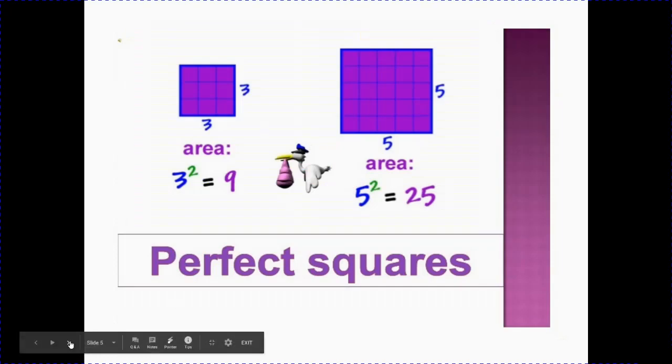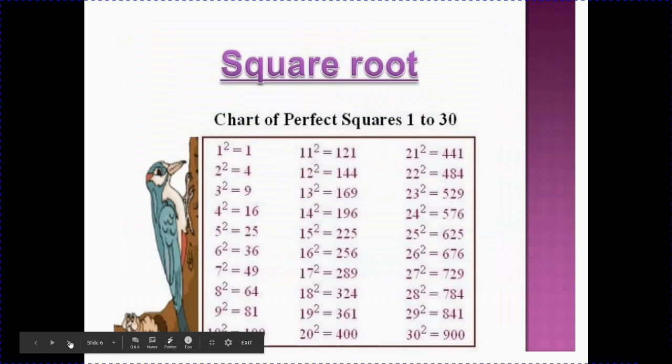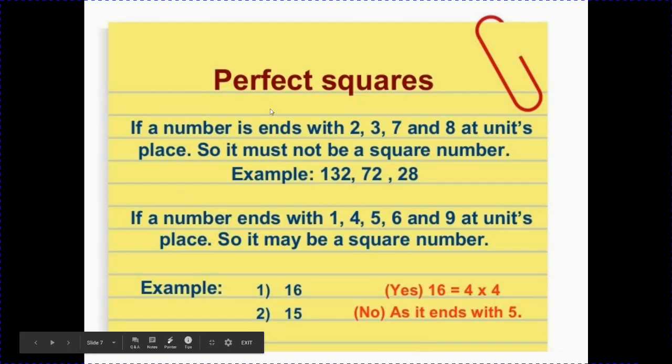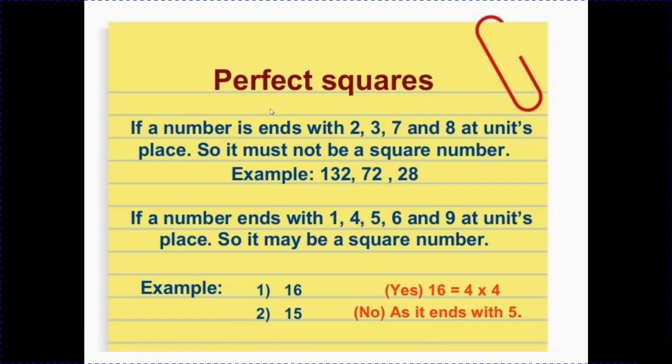Perfect squares. Now we will be looking at perfect squares. Before we start, I want you to refer to the square root. This is the chart of perfect squares from 1 to 30. So let's see what perfect squares are. When a number ends with 2, 3, 7 and 8 at its unit place, it is not a square number.